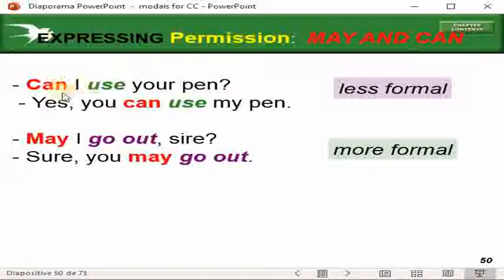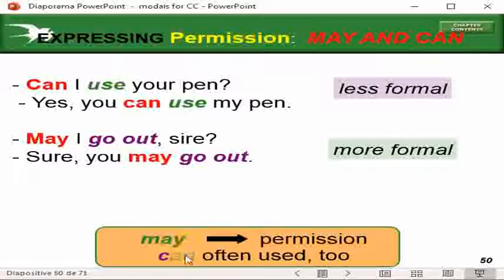هنا كاين الفرق ما بين كان وماي في البيرميشن. يعني كان هي تقدر تستعملها مع صاحبك مع شي واحد قريب لك من العائلة لأنها less formal هي ماشي رسمية بزاف. ولكن إلا كنت كتهضر مع شي أستاذ ولا شي واحد كتحترمه بزاف أحسن تستعمل معاه ماي بطلب الإذن لأنها may formal هي more formal يعني أكثر رسمية. This is it. Okay, so may or can to use for permission, لإعطاء الإذن أو لطلب الإذن we use may or can.